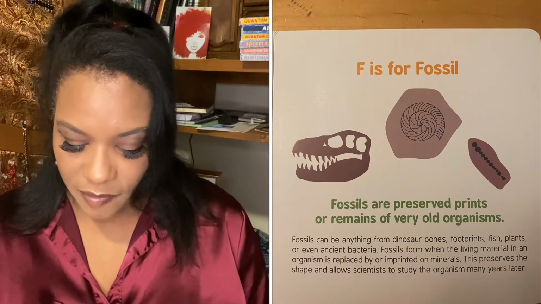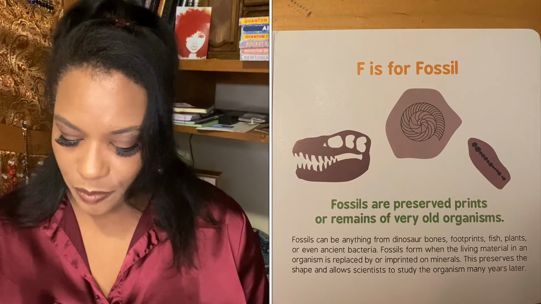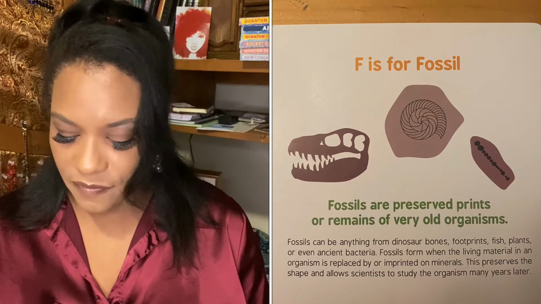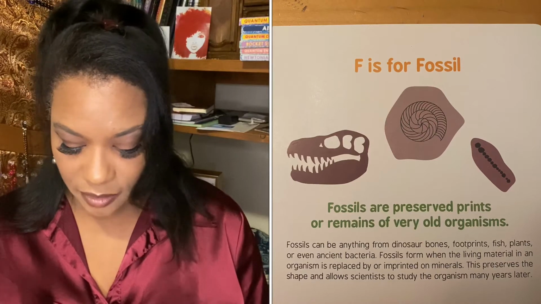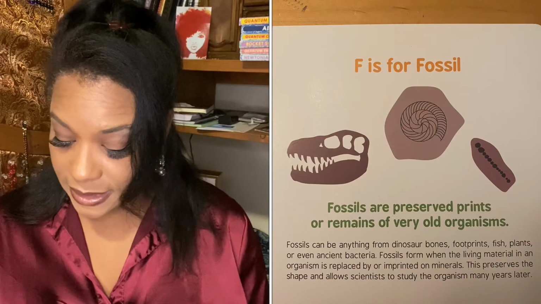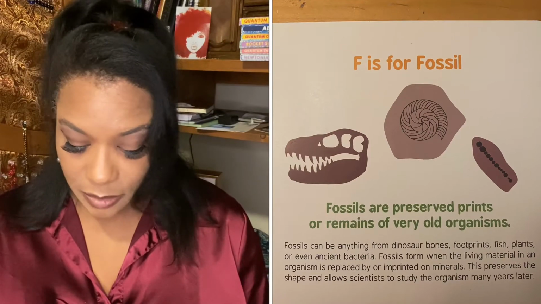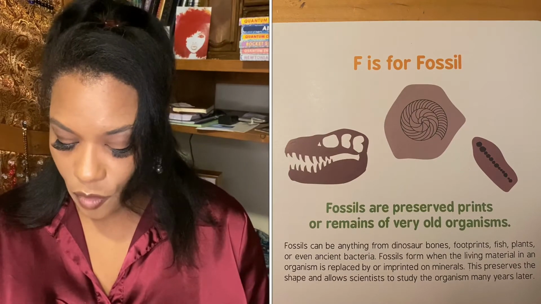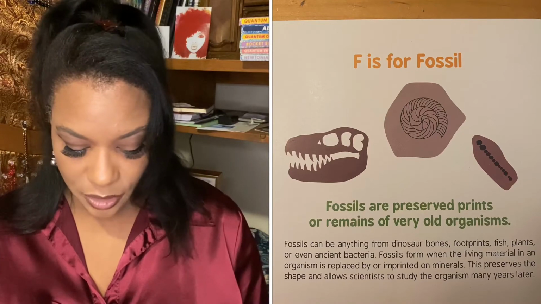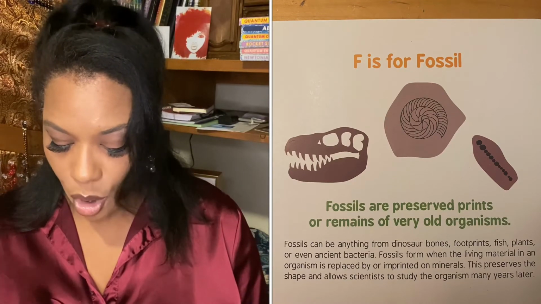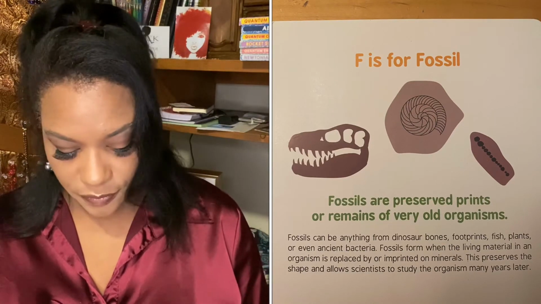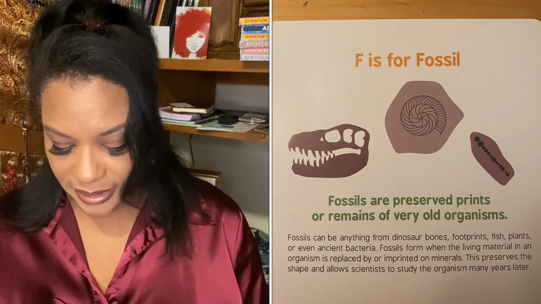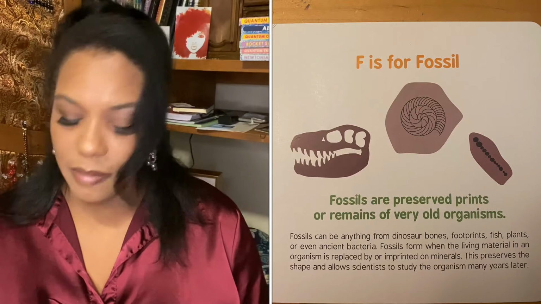F is for fossil. Fossils are preserved prints or remains of very old organisms. Fossils can be anything from dinosaur bones, footprints, fish, plants, or even ancient bacteria. Fossils form when the living material in an organism is replaced by or imprinted on minerals. This preserves the shape and allows scientists to study the organism many years later.